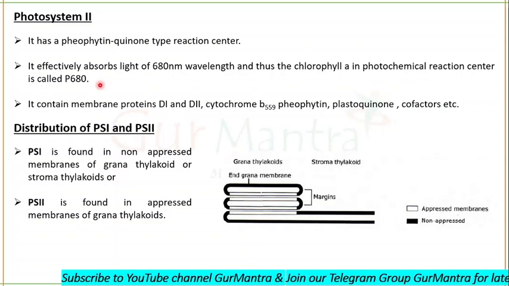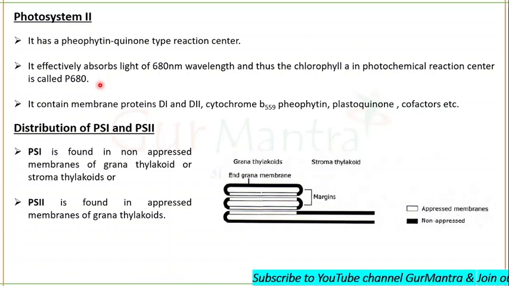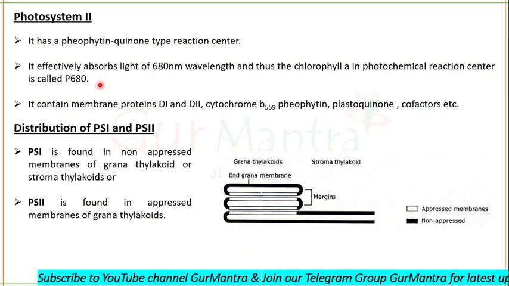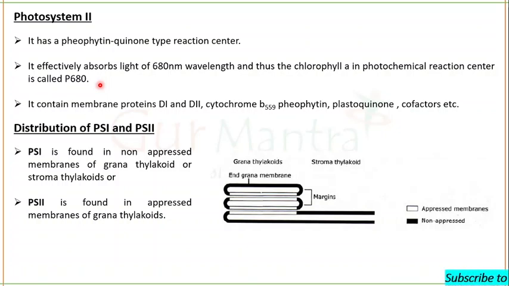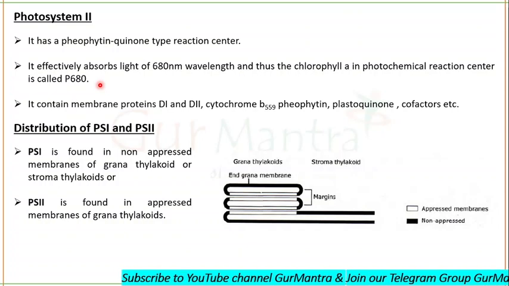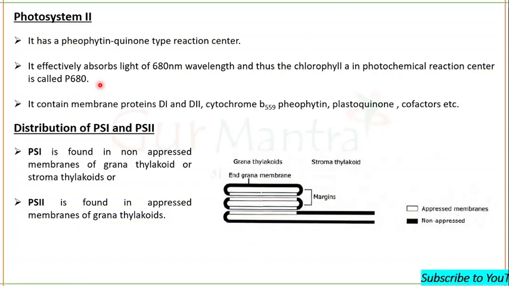P680. In photosystem 1, chlorophyll A in the reaction center is called P700, while in photosystem 2, chlorophyll A is called, what do we call it? Tell me. We call it P680, and P represents the pigment.